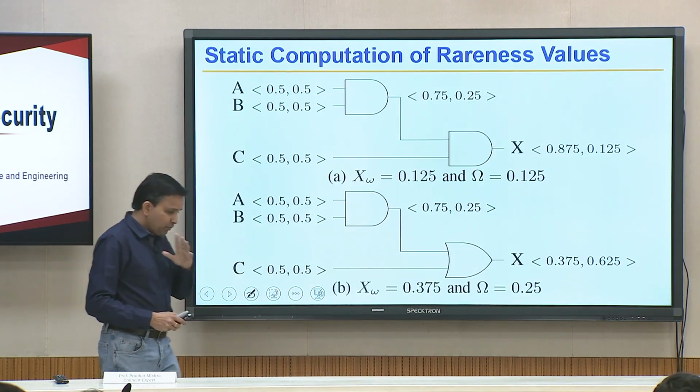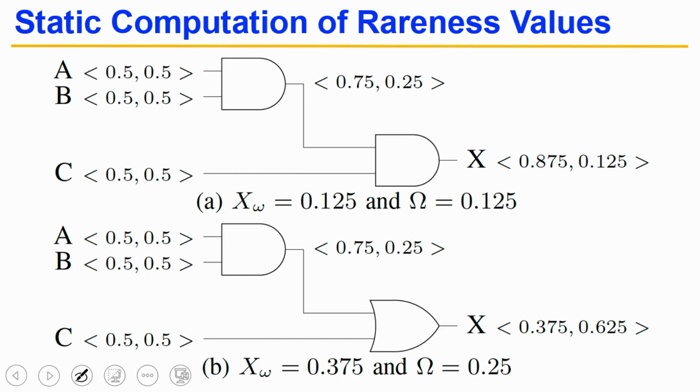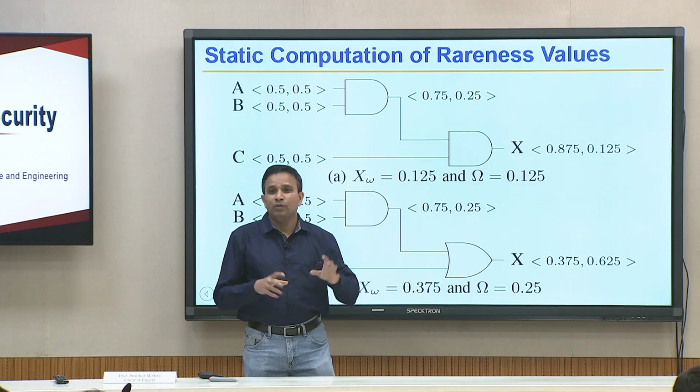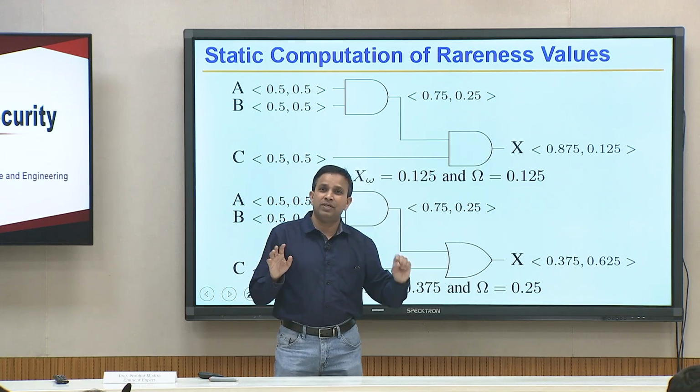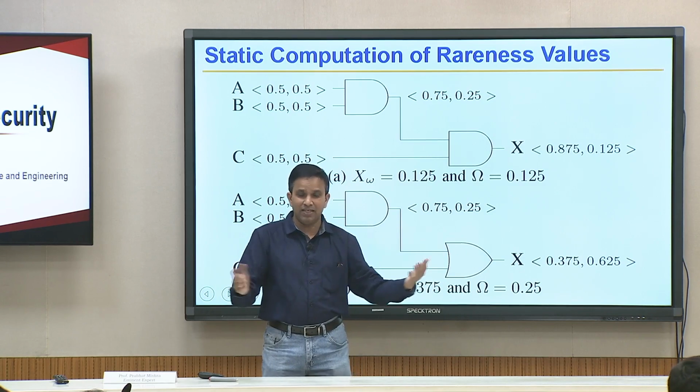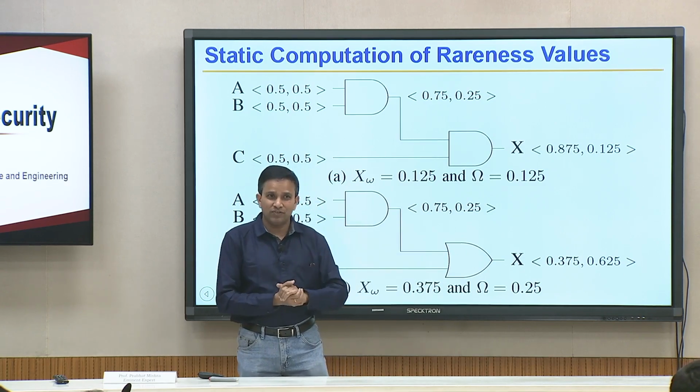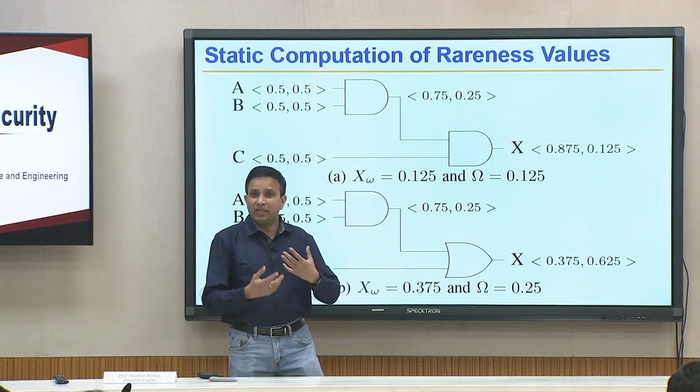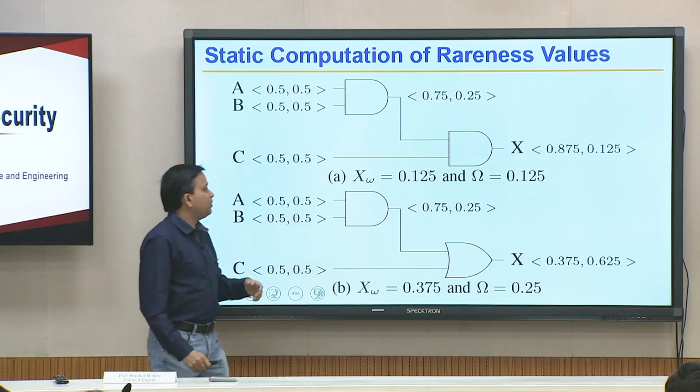Before I talk about Trojans, the threat model is important. You hide in a rare signal, a rare variable. I wanted to give you an idea of what rare means. We can compute rare in two ways. One is statically: if I give you a design, you can just walk through it and find out what is rare. Or dynamically, through simulation. Whichever way you do it, I will walk you through it.